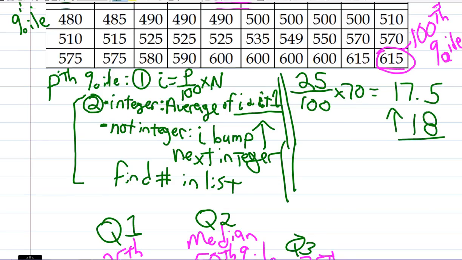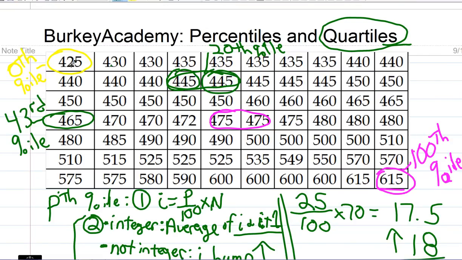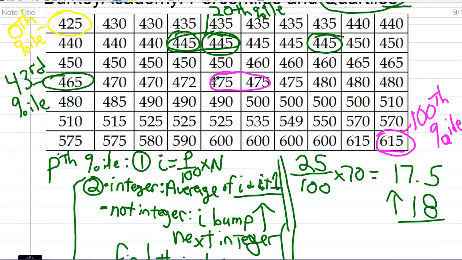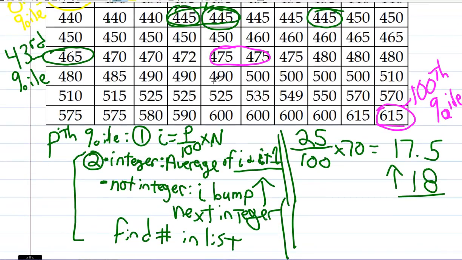So let's go back to our list. This is the first 10, 11, 12, 13, 14, 15, 16, 17, 18. The 18th number in the list is 445, which just happens to be the same thing as the 20th percentile. But that's okay. That's why you have to say these things we're finding are approximations. So the 18th one in the list is $445. That is the 25th percentile. Approximately 25% of the data are less than $445.